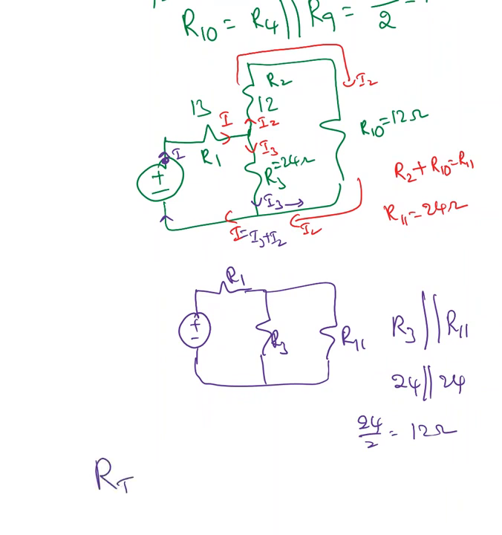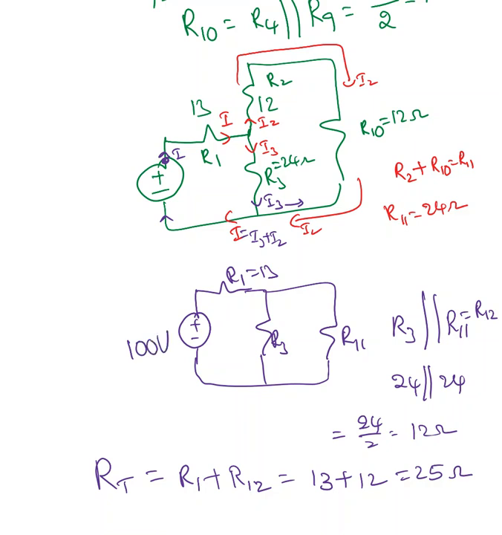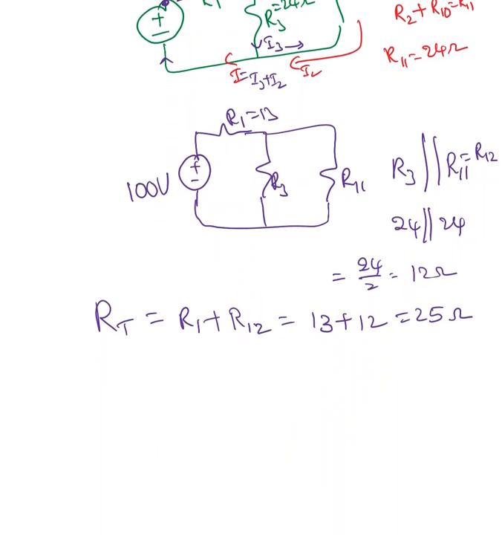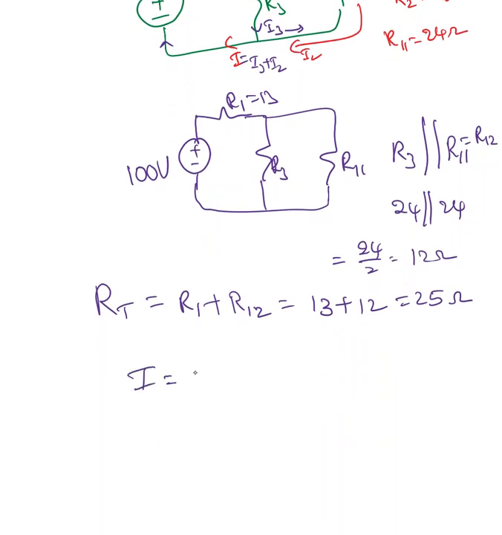Now R total equal to, I'm going to label this as R12. R total equal to R1 plus R12. I have 13 plus 12. This is 13 ohms, right? Which is 25 ohm. And we have V as 100 volt. So now I can tell I equal to 100 divided by 25, 4 ampere.